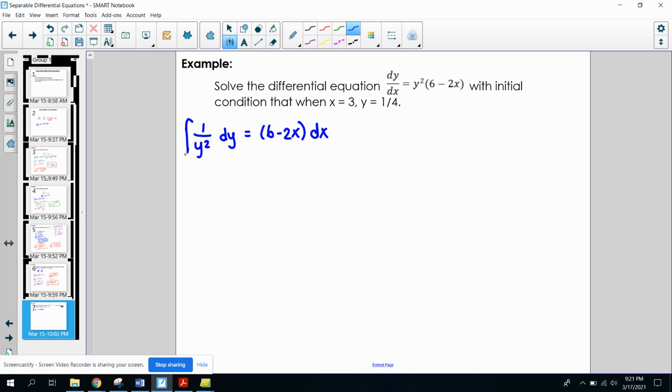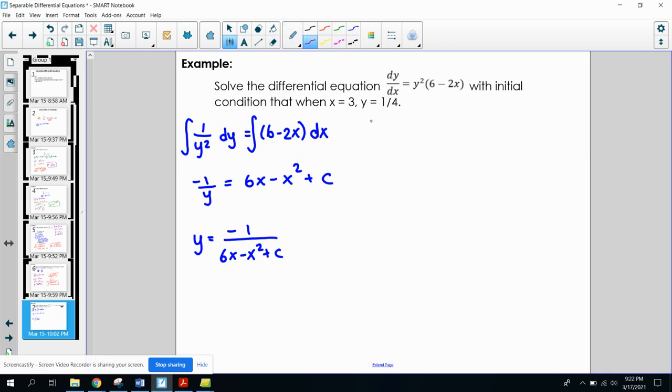So I'm going to take the antiderivative. When I do that, I get negative 1 over y equals 6x minus x squared plus c. I want to solve for y, so I'm going to multiply by y and then divide by this expression. I end up with y equals negative 1 over 6x minus x squared plus c. That's my generic equation.